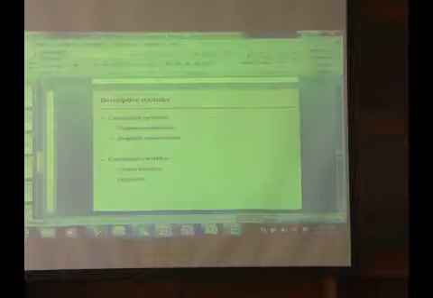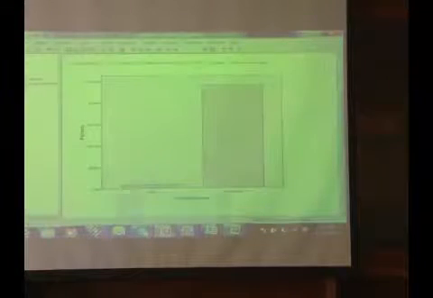So similar to the descriptive statistics for the categorical variables, where you report the number and the percent, for continuous variables you report both mean and standard deviation. How to calculate the mean and the standard deviation? Let us go to the data.